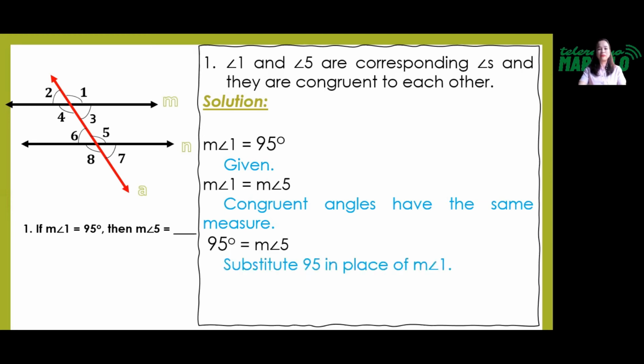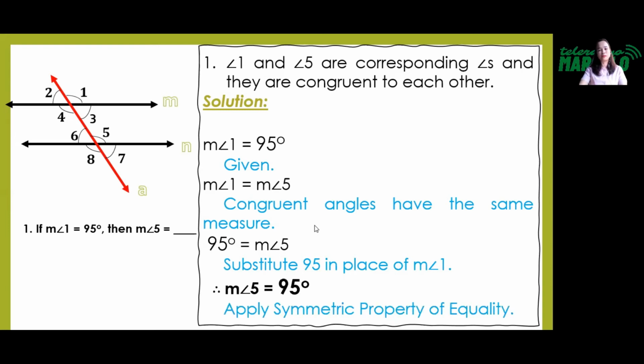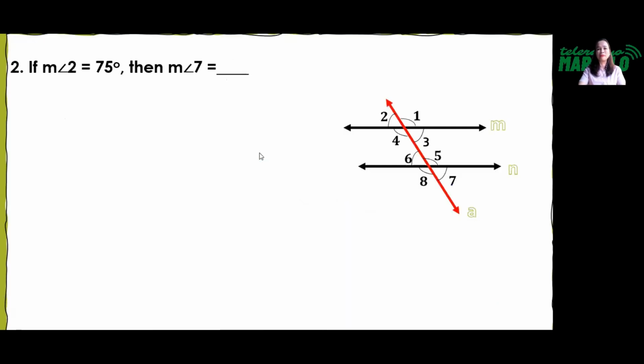Substitute 95 in place of measure of angle 1, so we have 95 is equal to measure of angle 5. And by applying symmetric property, we can now determine that the measure of angle 5 is equal to 95 degrees because angle 1 and angle 5 are congruent to each other. Okay, so let's continue for problem number 2.